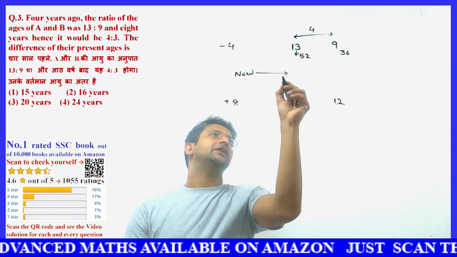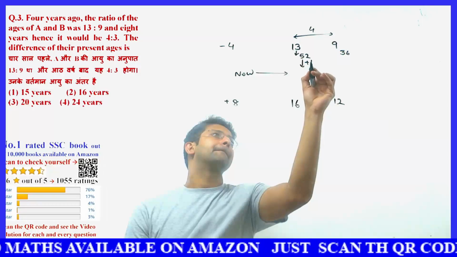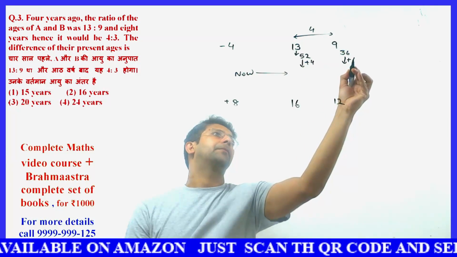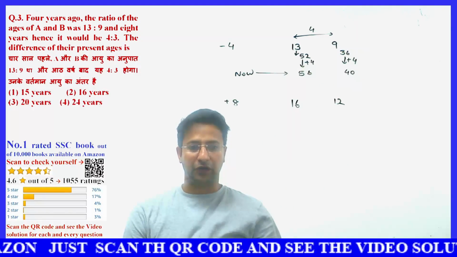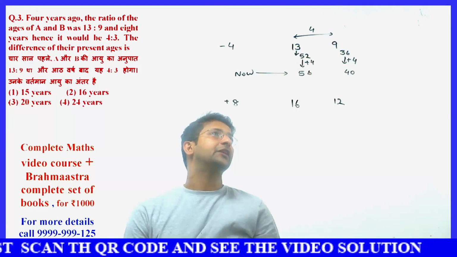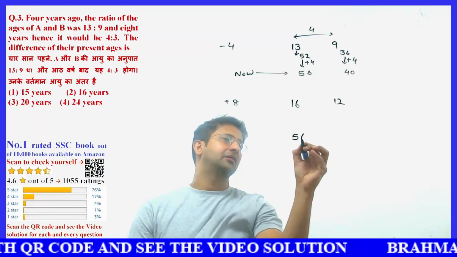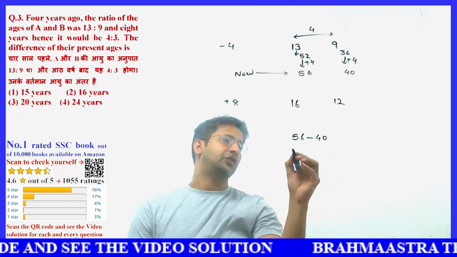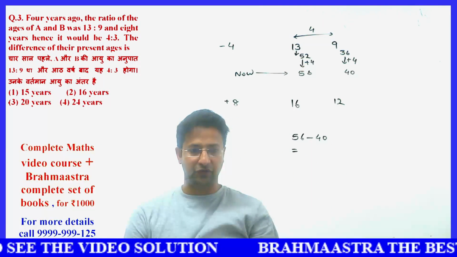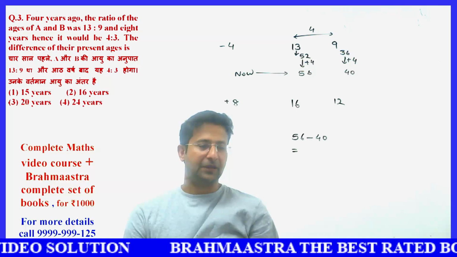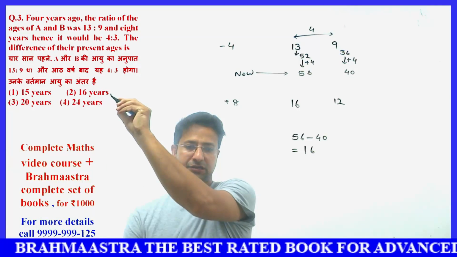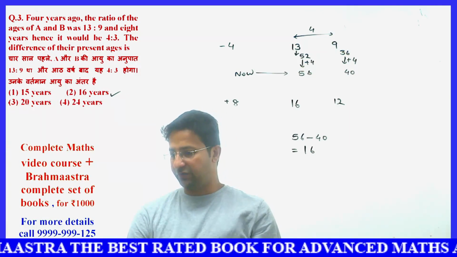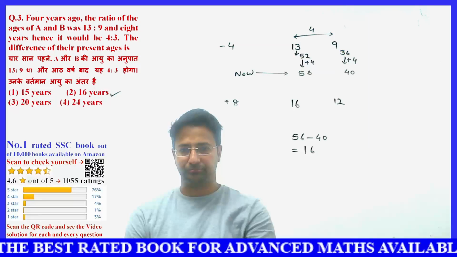So now their ages will be plus 4. So it is 56 and 40. The difference of their present ages is 56 minus 40, which will give you 16. Do we have any such option? Yes, option number 2 is your answer. I hope it is clear to everyone. Okay.